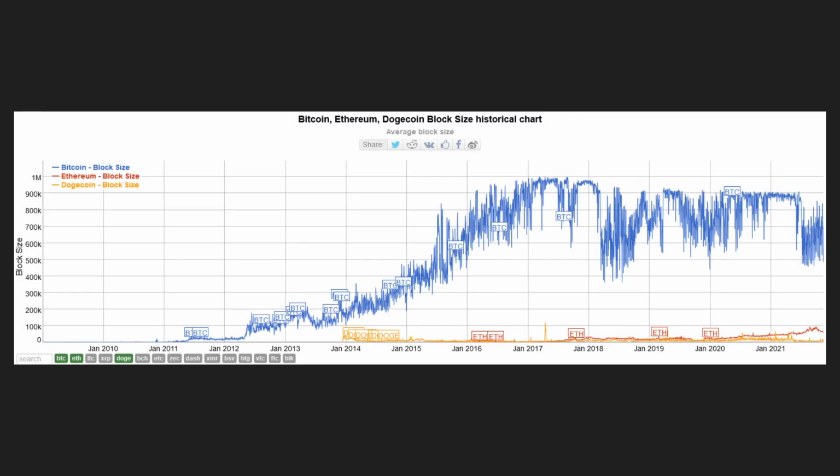We can also see a block size historical chart. Generally, the Bitcoin block size has remained at these higher levels, right? And we have seen also growth in Ethereum and in Dogecoin as well. Dogecoin remaining relatively lower compared to Ethereum's growth and Bitcoin's growth over time.